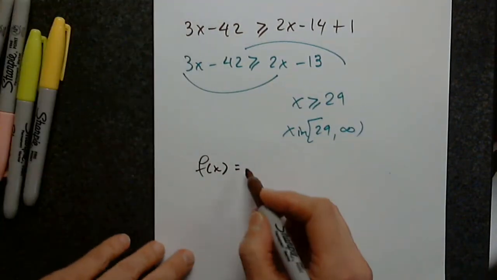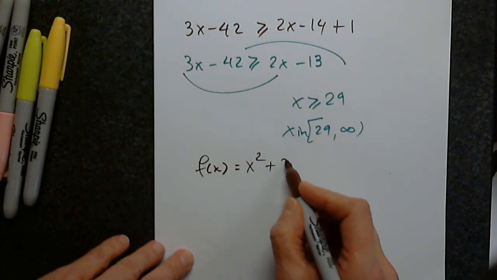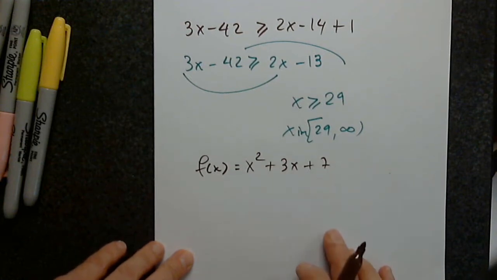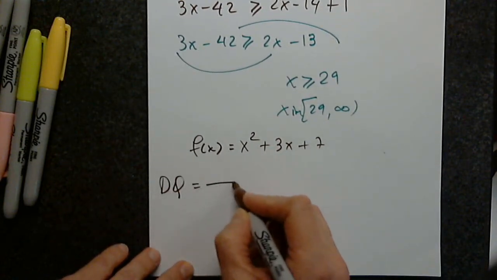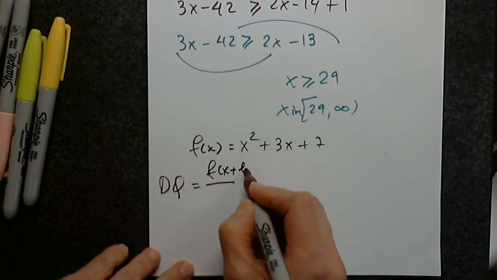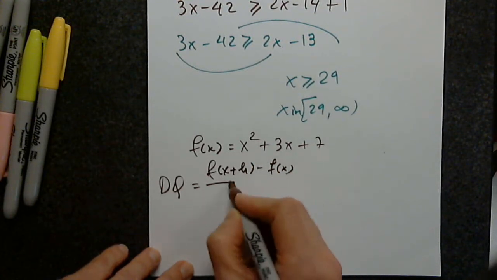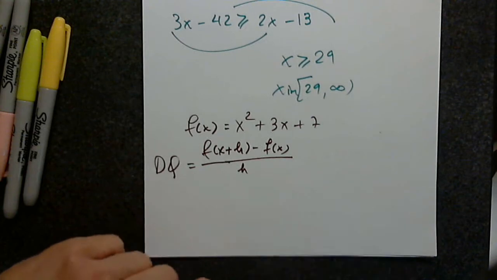X squared plus 3x plus 7. Good. So the difference quotient will be given to you. You don't have to memorize it. So it's f of x plus h minus f of x, divided by h.